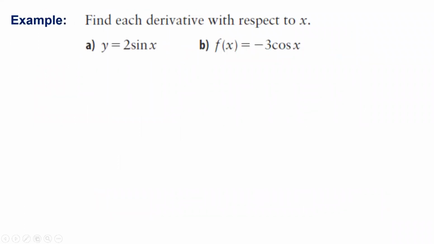All right, welcome back. So next, let's have a look at some example questions. First, let's have a look at this question here. Find each derivative with respect to x. First, y equals 2 times sine x. Question B, f of x equals -3 cosine x. Okay, I'll give you 2 minutes to have a look at this question. Try to solve this by yourself, okay? Can you find the derivatives of these functions with respect to x?